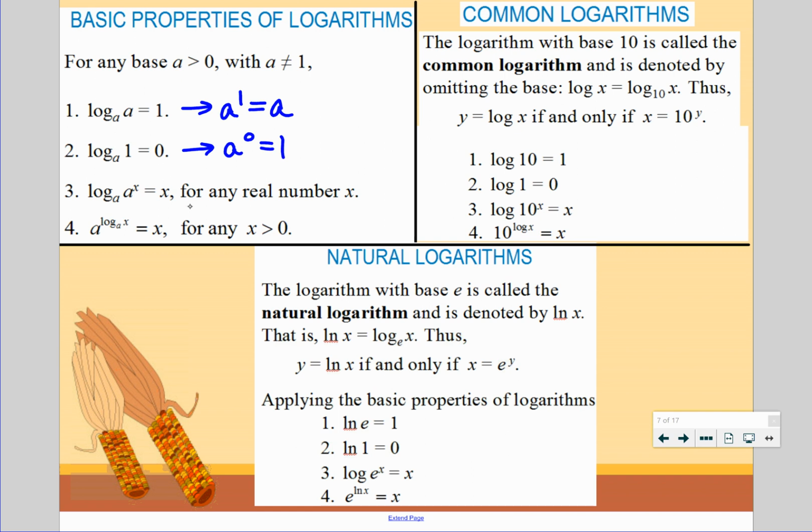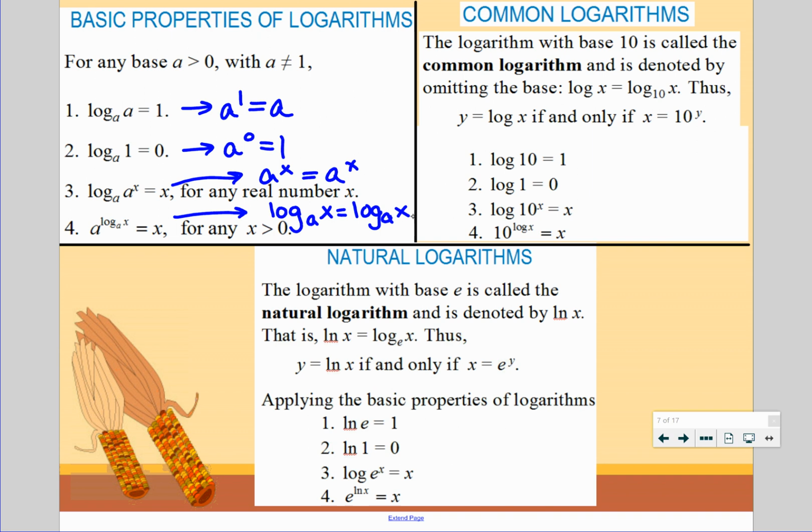If I write the third one with exponents, it looks like a to the x power equals what's inside the log, a to the x. It just gives me a true statement. And if I take the fourth one and write it with a log, it's log base a of x equals what's in my exponent, log base a of x. I just get the same statement twice.